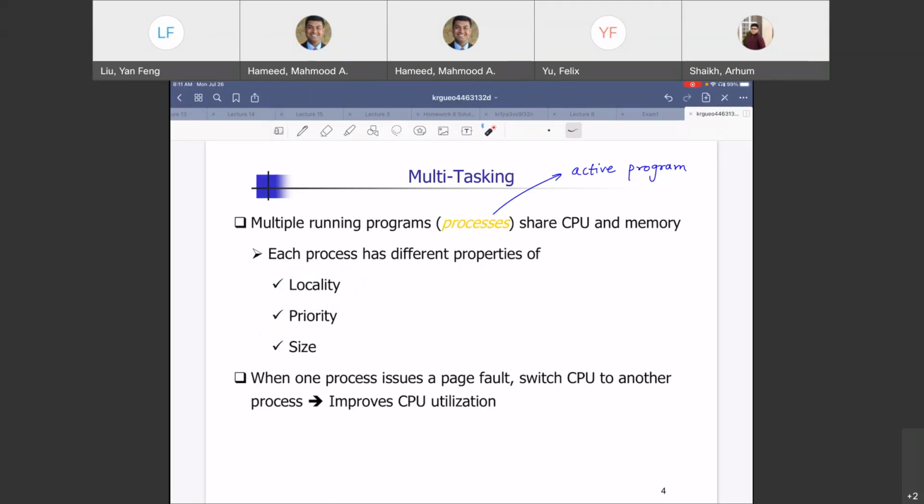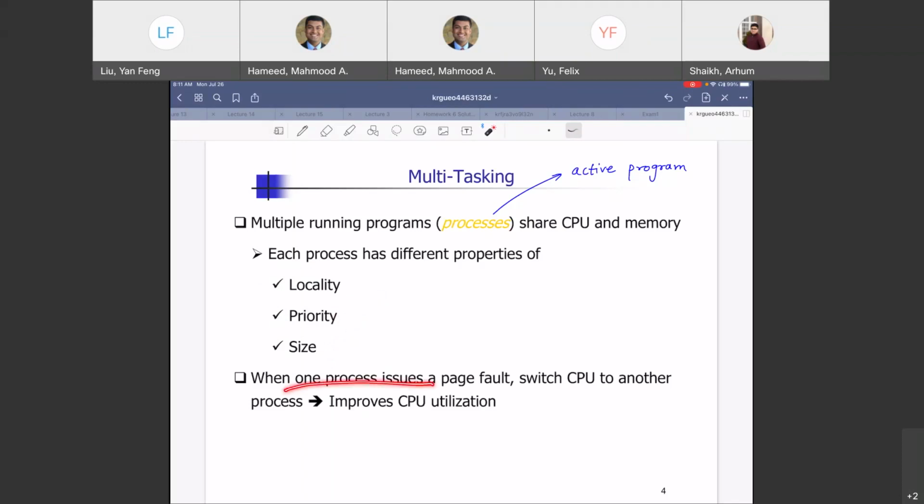Now, these are going to be different, right? Each process is going to have a different locality, different priority, different size, which means on what basis are you going to assign frames? Are you going to assign a higher priority process more frames? Are you going to assign a bigger program more frames? Are you going to base this on priority? On what are you going to base that frame allocation? That's the question that we are going to try to answer.